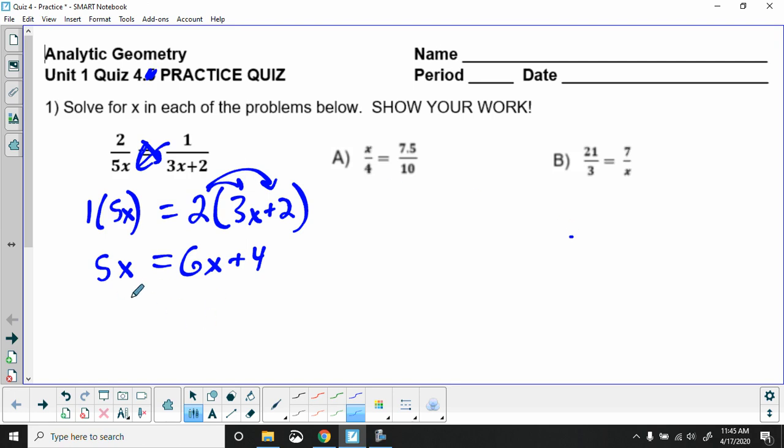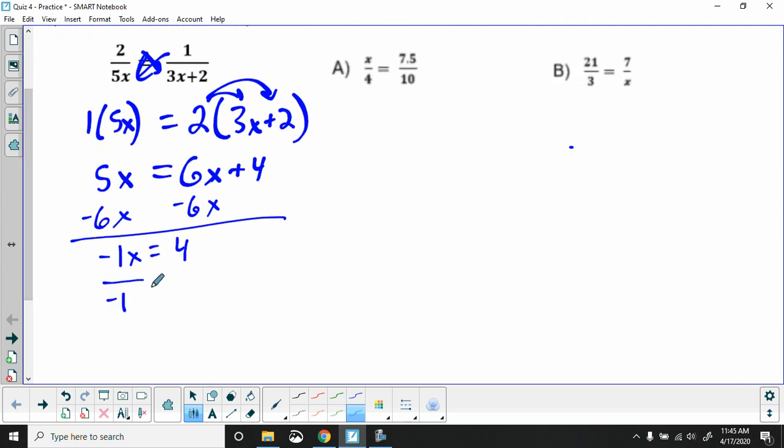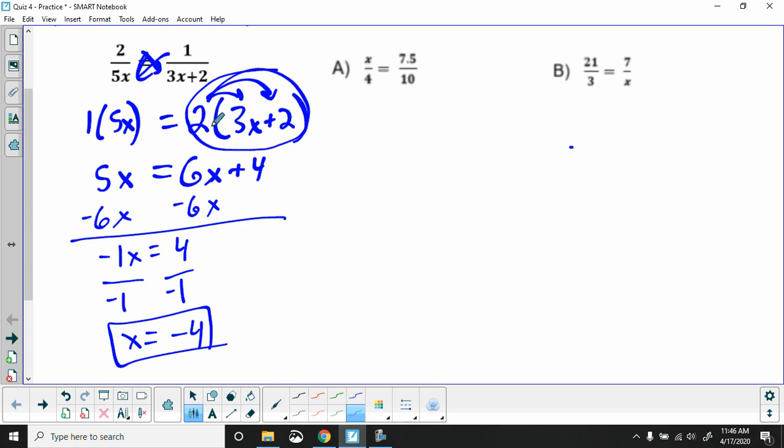Alright. So, x is on one side. Let's just go ahead and subtract this 6x. And we get negative 1x equals 4. Divide by the negative 1. And we get negative 4. That's right. Boom. Easy. Biggest headache here is the distributing part. Please don't forget to do that.